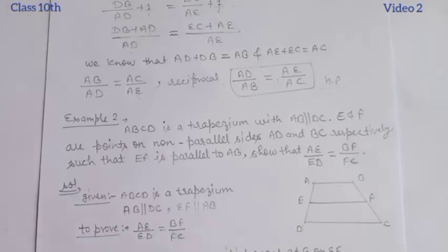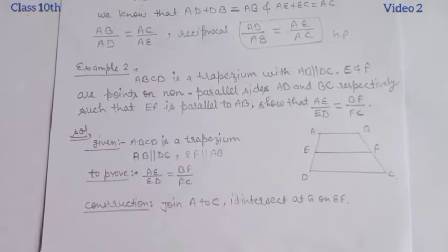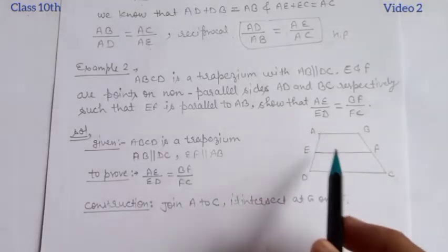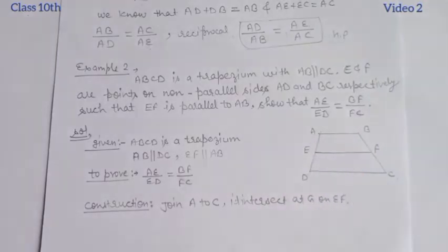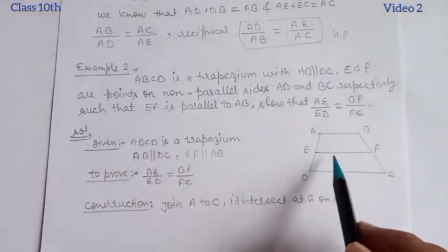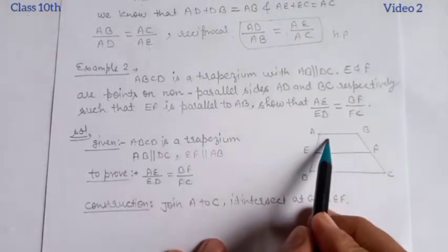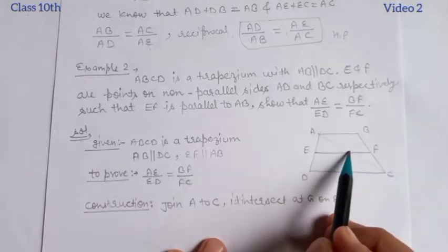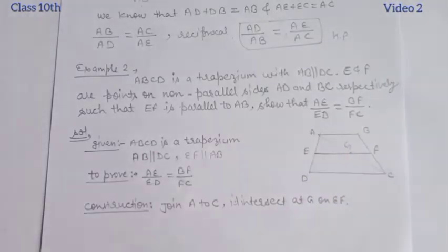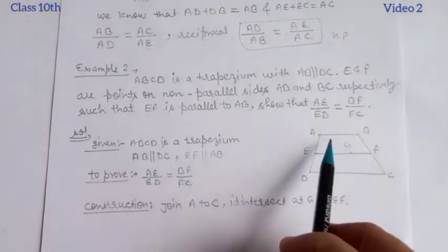Next, what we have to prove: AE upon ED is equal to BF upon FC. If any construction is required, then write the construction. The construction is to join A to C. The line AC intersects EF at point G. So let's see, A to C joined, and the intersection point is G. Students, a question can come to your mind: why do we divide it into two triangles?